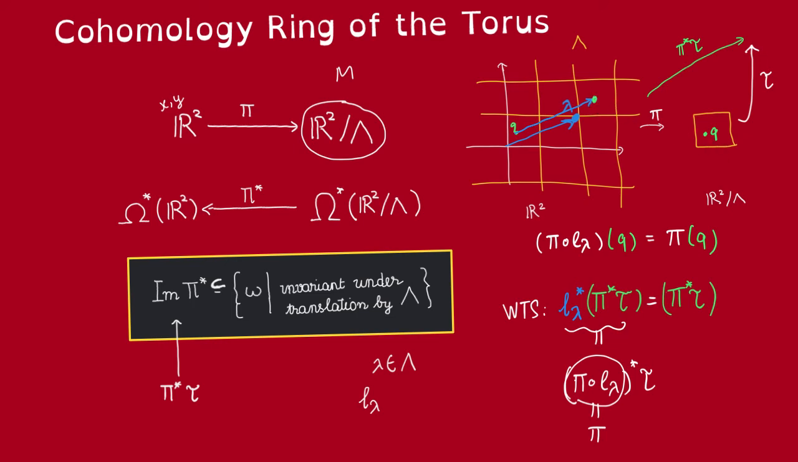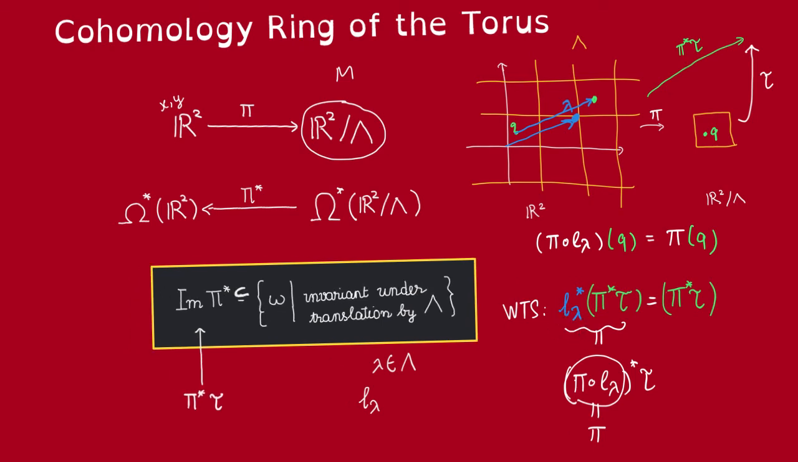and then projecting down. Now, because lambda is a lattice point, these two points are actually going to lie in the same equivalence class in R squared mod this lattice. So the image in both of these cases is the same. And thus we have that pi composed with L lambda is just going to be pi. So we see that this one-form is invariant under translation by lattice points. And thus we have this inclusion. We see that the pullbacks of these forms on the torus must be invariant under translation by the lattice.